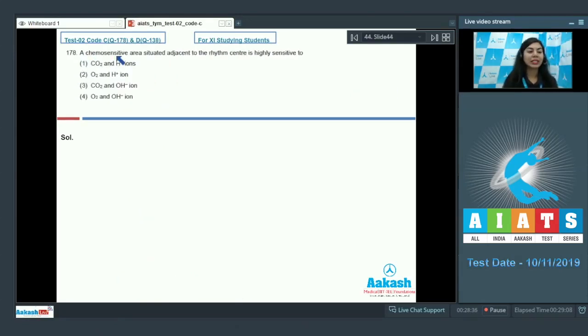Question number 178. A chemosensitive area situated adjacent to the rhythm center is highly sensitive to CO2 and H+ ions, O2 and H+ ions, CO2 and OH- ions, O2 and OH- ions. It contains chemoreceptors which are very sensitive for CO2 and H+ ion, students. And this chemosensitive area gets activated due to an increase in CO2 or H+ ions. When this happens, it activates the respiratory rhythm center.